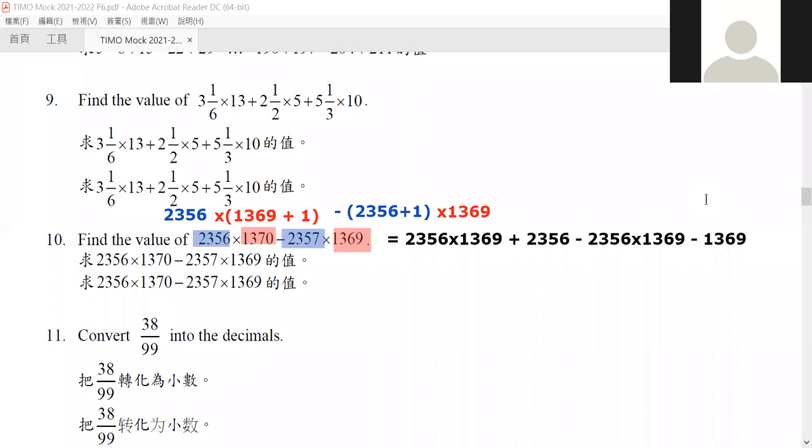But in here, now we can cancel this part, right? This is why we say that these two numbers are very similar, because the biggest number, this part, and they can cancel each other. They are the same. So the final answer is 2356 minus 1369. So at the end of the day, it would be equal to 987. And 987 is our answer.